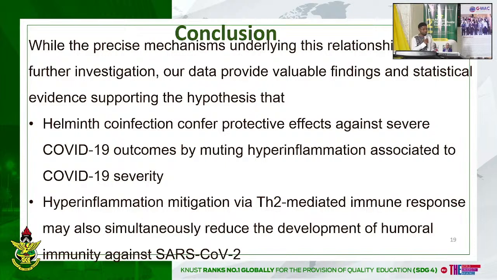Our data provides valuable findings and statistical evidence supporting the hypothesis that helminth co-infections confer some protective effects against severe SARS-CoV-2 outcomes by muting hyperinflammation associated with COVID-19 severity. And this hyperinflammation, which is mitigated via the type 2 pathway, may also simultaneously reduce the adaptive immunity against SARS-CoV-2 infections.